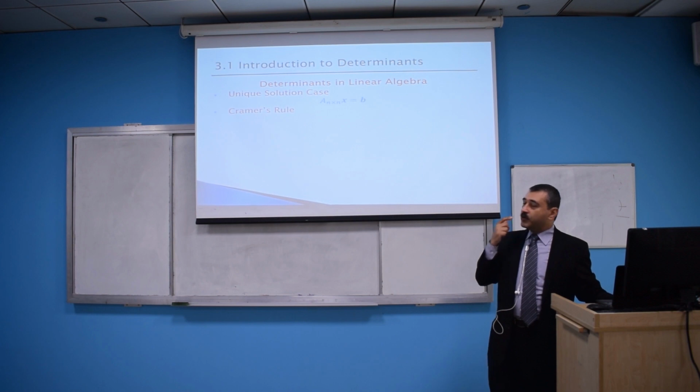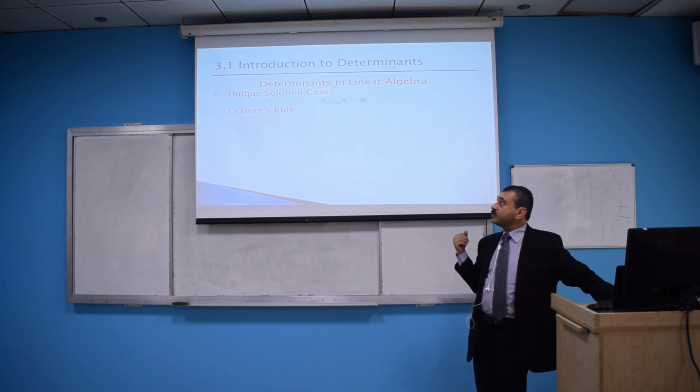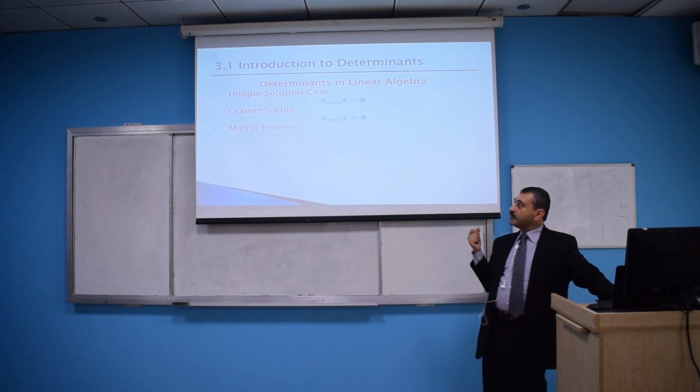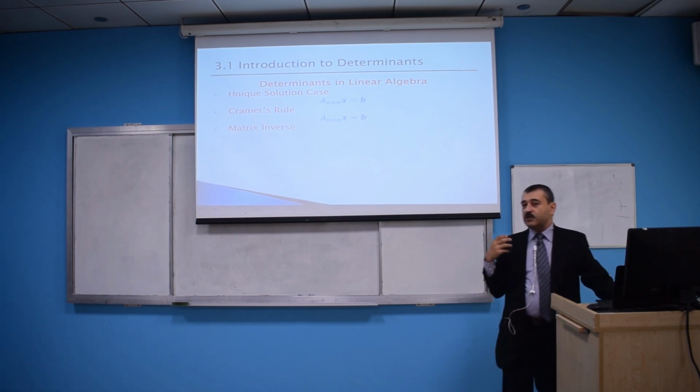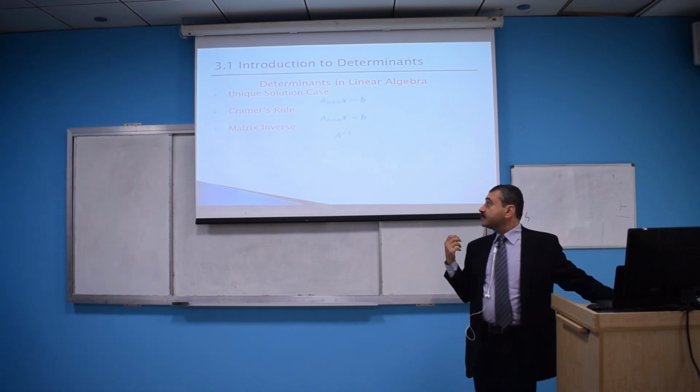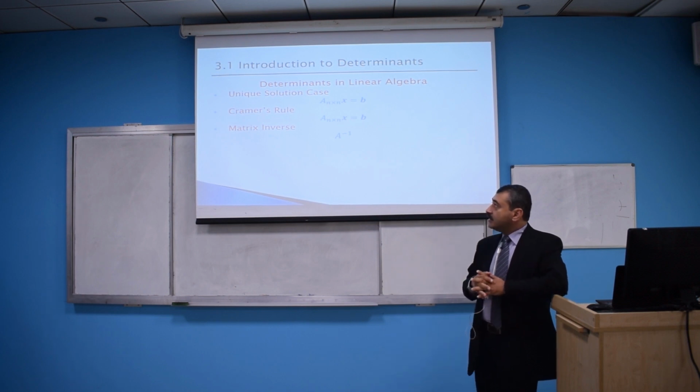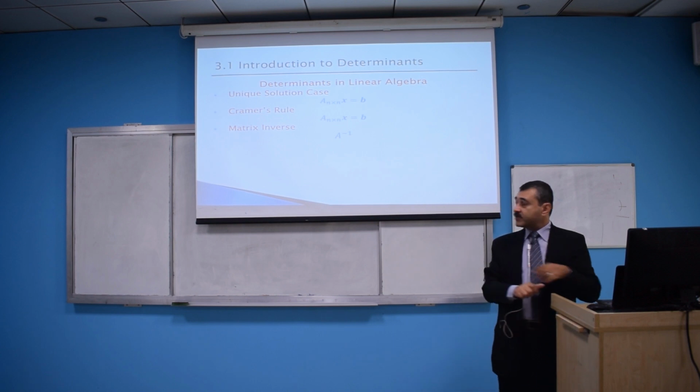And if you know Cramer's rule, it is also based on the solution of such a system, and its formulas are based on determinants. And to find what is called the inverse of a matrix, you can find the inverse based on determinants also.